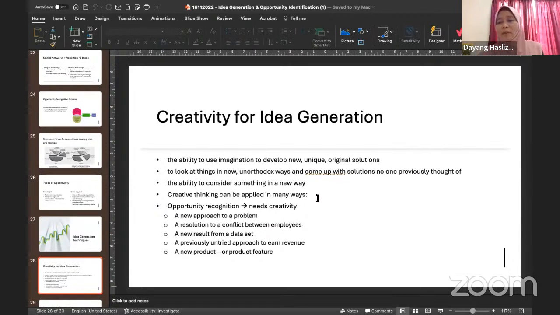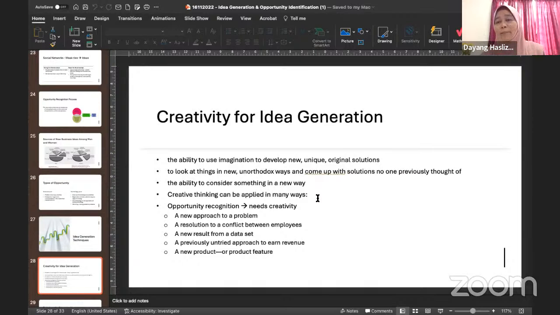Over here, students, when I usually ask students, are you creative? When I ask them to create something, they say they are not creative. What they define as creativity is artistic. When I ask them to draw something, they say, I'm not artistic. Creativity is not about being artistic. Artistic is a type of creativity.